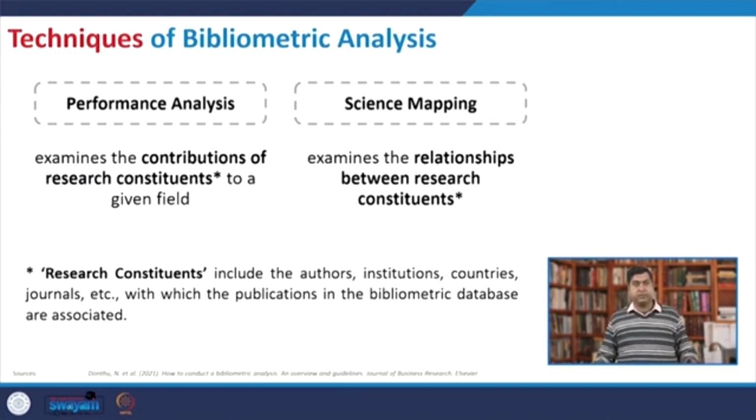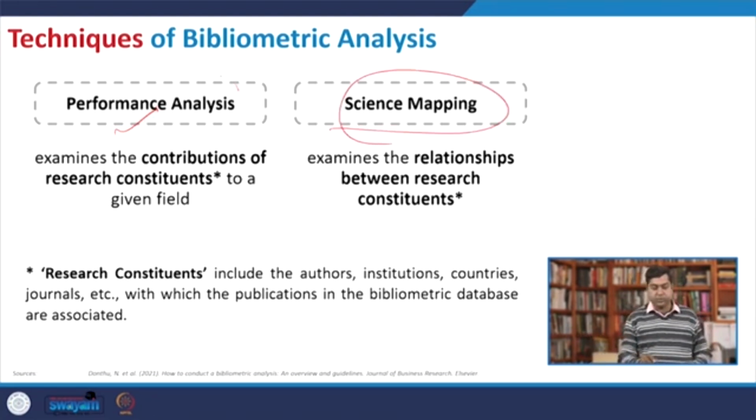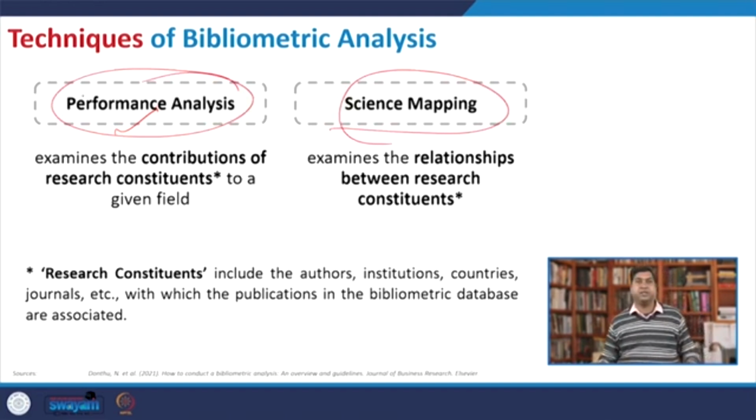Now, in the process of bibliometric analysis, we also do performance analysis and then science mapping. These are two important terminologies that, as researchers, we should know. So, what is performance analysis? It examines the contribution of research constituents, and then science mapping goes a little deeper into the relationship between the research constituents. So, what is a research constituent?